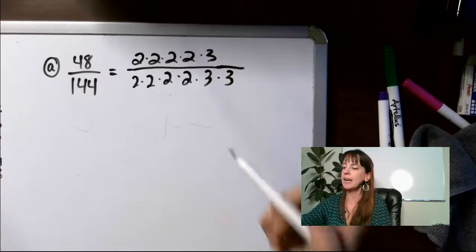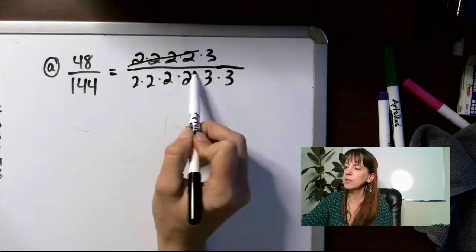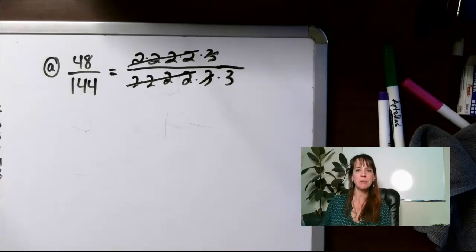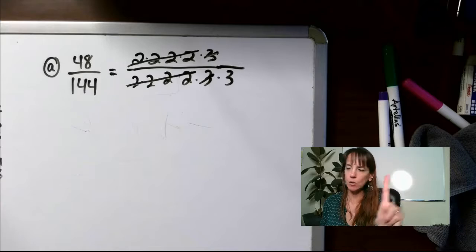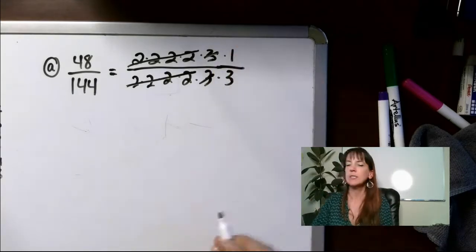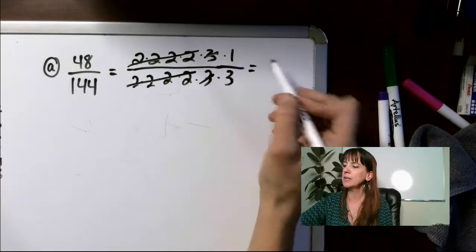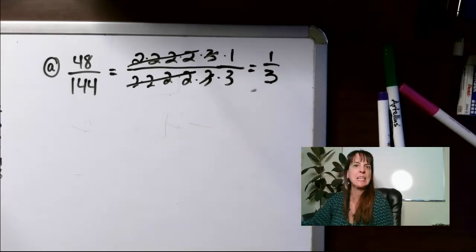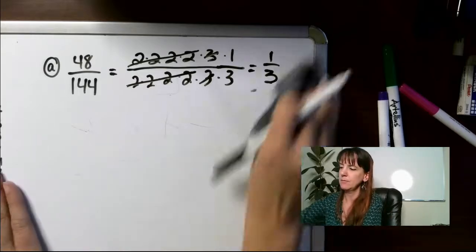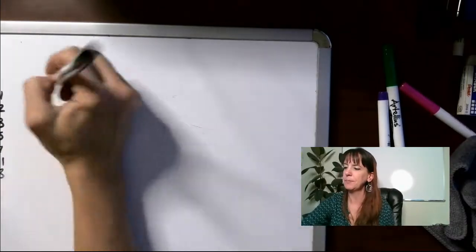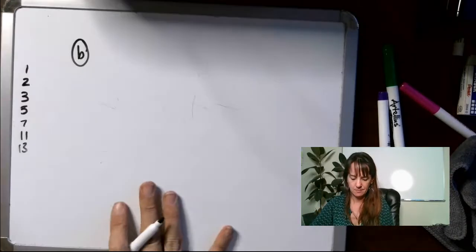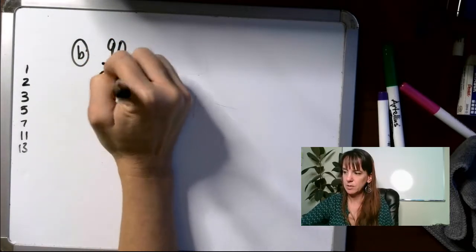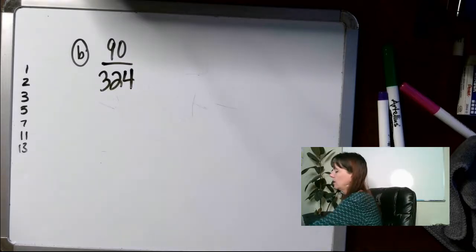Good, so up there I have these 4 can go away, so can these 4, right? And then this 3 and this 3. What do I have left up top? I've crossed everything out. If you said 0, you are absolutely incorrect. It is a 1. So this all reduces down to 1/3. No, that was a fancy 3. Fancy. 1/3. All right, so for B, 90 over 324. I have to pause this.